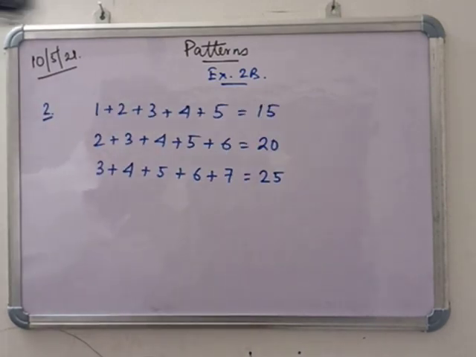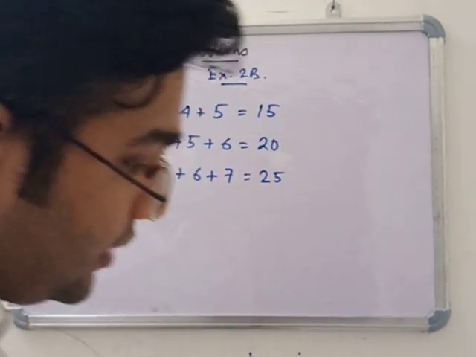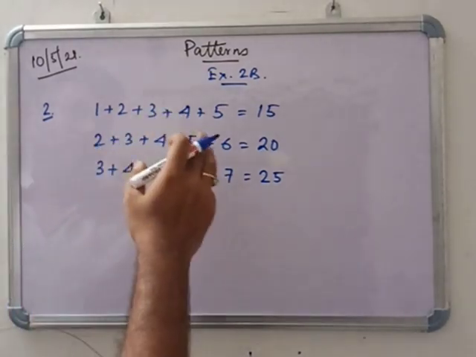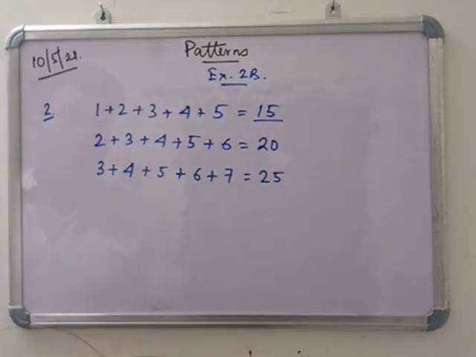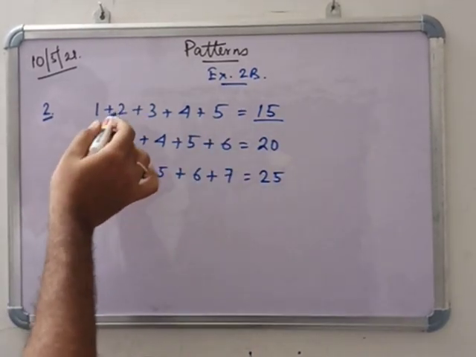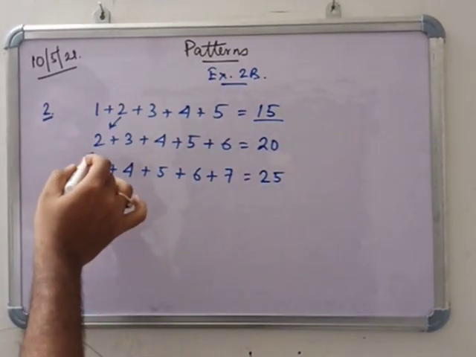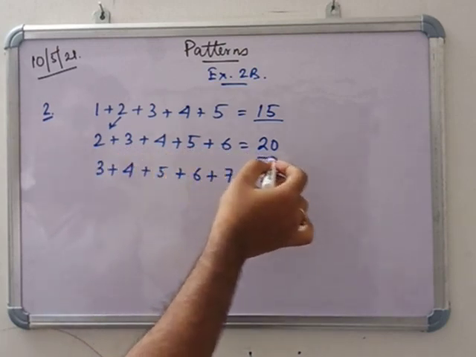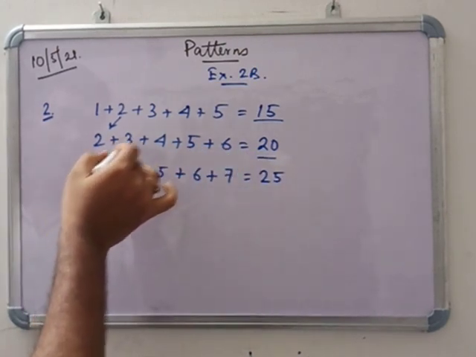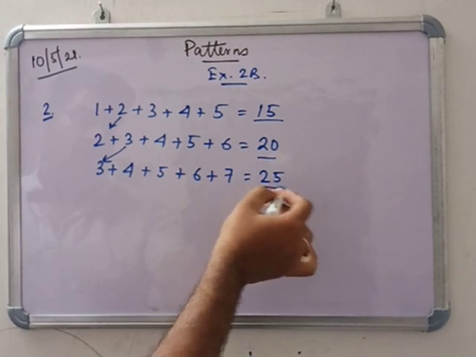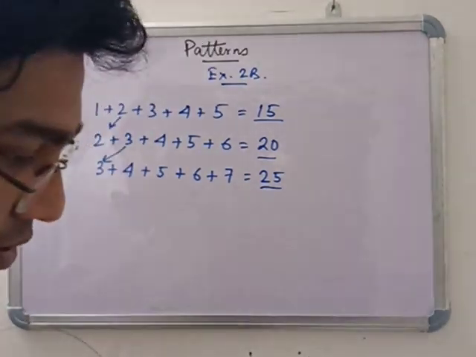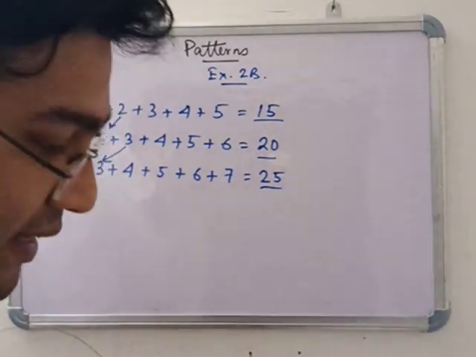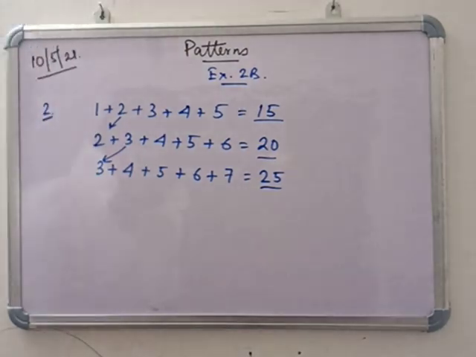Now in number 2, observe the following pattern and answer the question that follows. 1 plus 2 plus 3 plus 4 plus 5 is given. That means 15. Next, one number is gone, so 2 is starting here: 2, 3, 4, 5, 6, that is 20. And next, 3 is coming here. This is 25. So this is the pattern here. Now the question is, by which number should we multiply the middle number to get the sum?